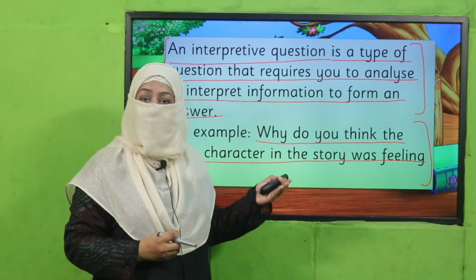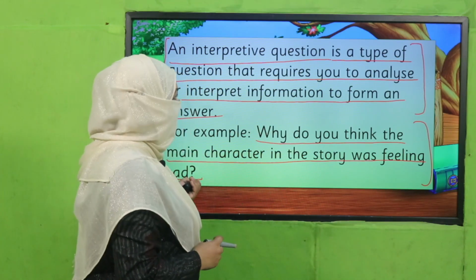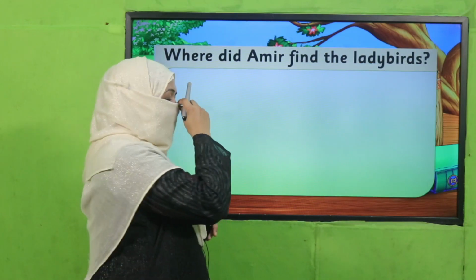Yesterday we practiced a few questions of all types, so we are going to practice them again. The first question is your pre-reading question. Yesterday we read about it.